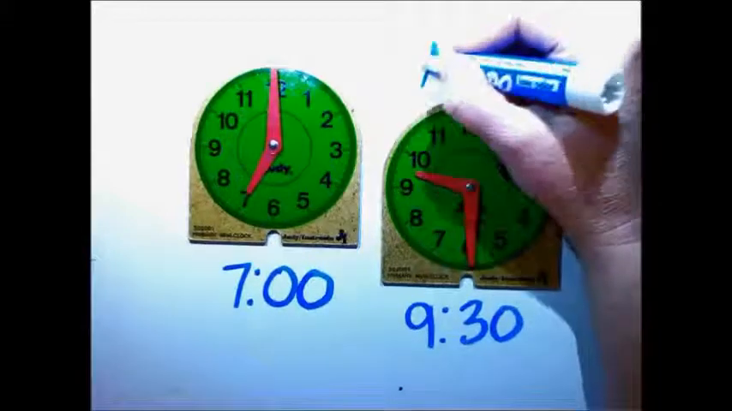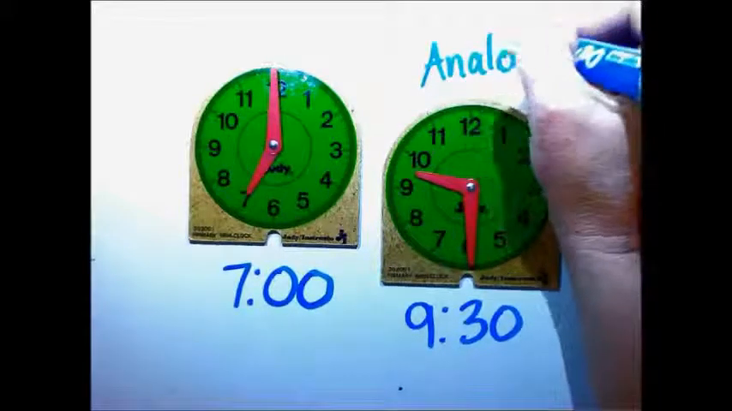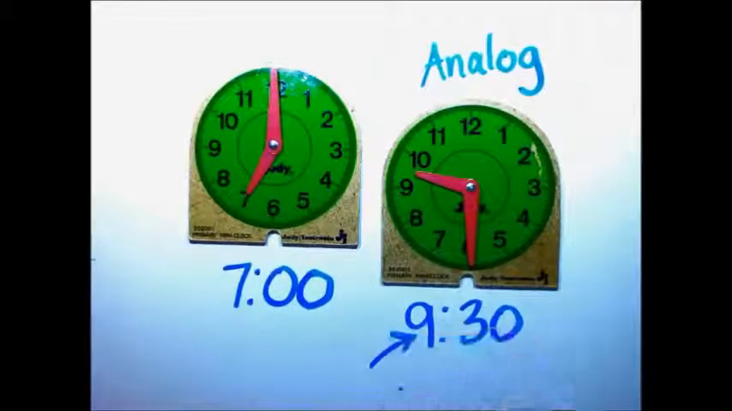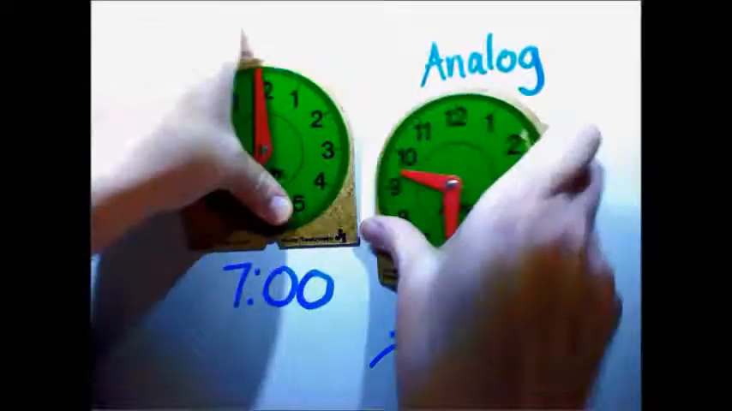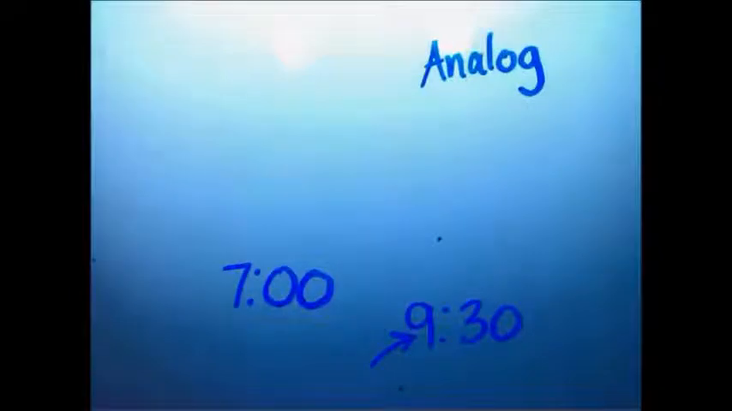So this is our analog clock, and then this would be our digital time. And that's how we do time in first grade. Anything further than that would be a grade up from us, such as second grade.